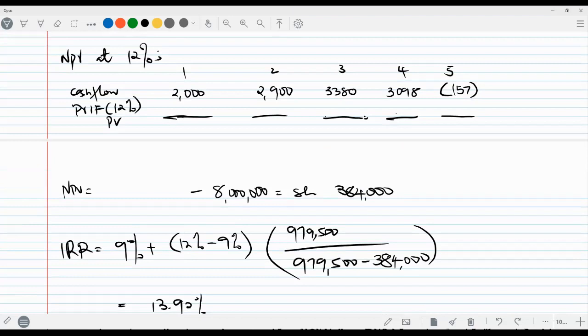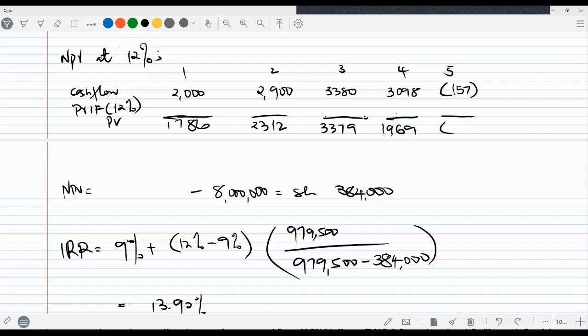I'm getting 1,786 for year one. Yes. Year two? 2312. Year three? 3379. Year four? 1969. Year five? Negative 89. They're all correct except year 3.